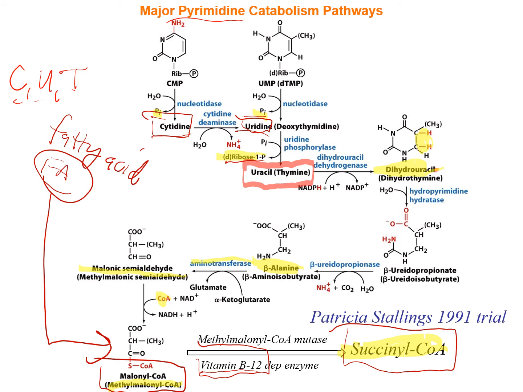Very interesting court case involving Patricia Stallings in 1991, who was actually put in jail, but was later vindicated. It turned out that her son had a deficiency in methylmalonyl-CoA mutase. She was wrongfully accused of murder. So we'll talk about this very interesting trial that involved this enzyme a little bit later on in the course.